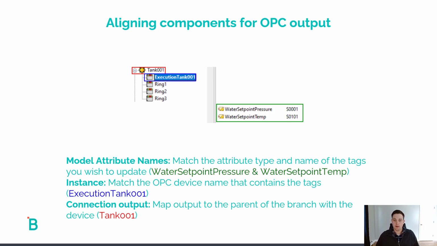We mapped water set point pressure, water set point temp. Both the name and the case need to match identically from the OPC server to your HighByte Intelligence Hub attribute names. We also ensured that the attribute type matched identically, string to string. Next, we ensured that the instance name matched identically to the execution tank 001 device name, and we mapped our connection output directly to the parent of the device, so in this case, tank 001.